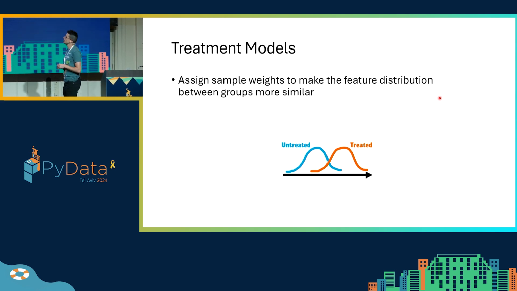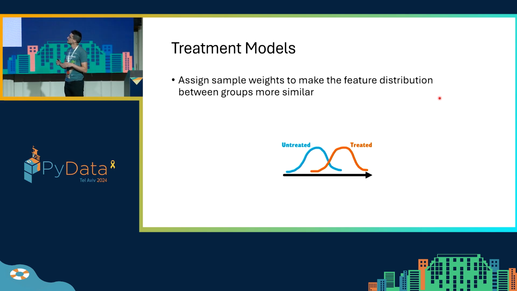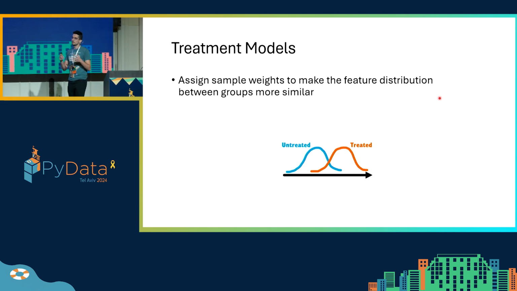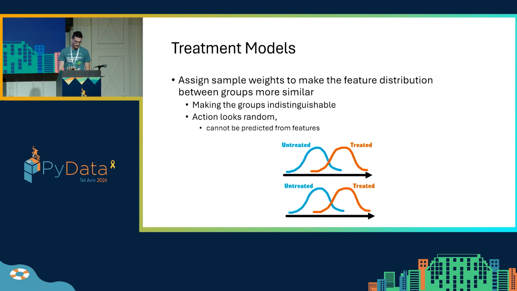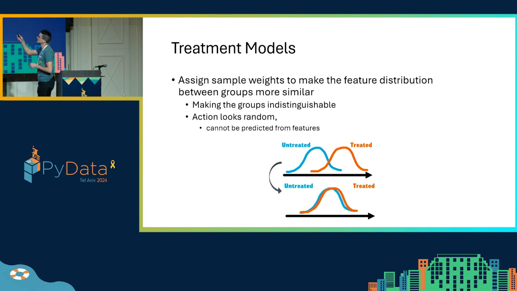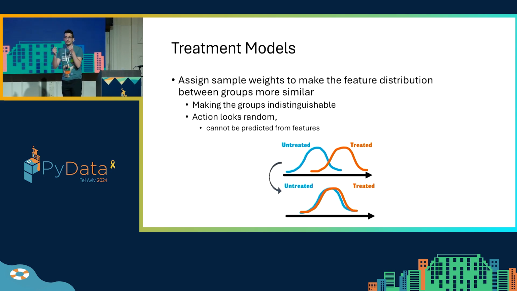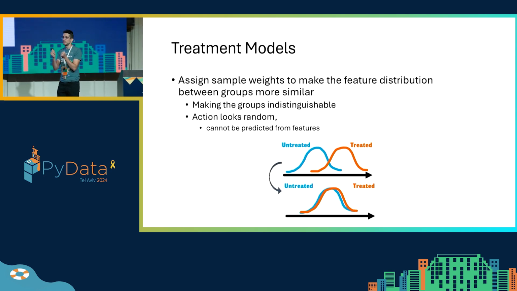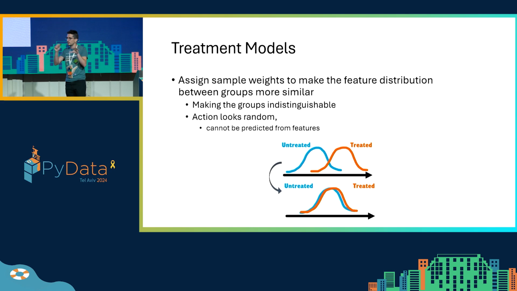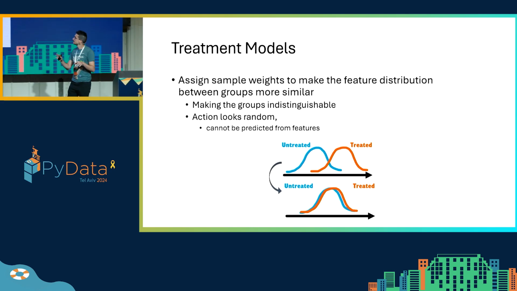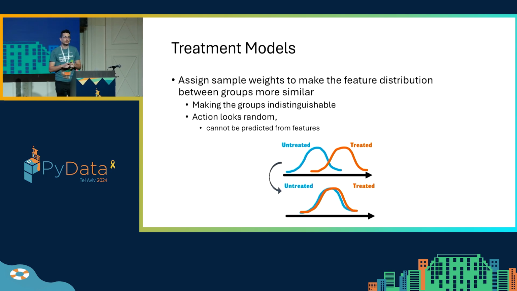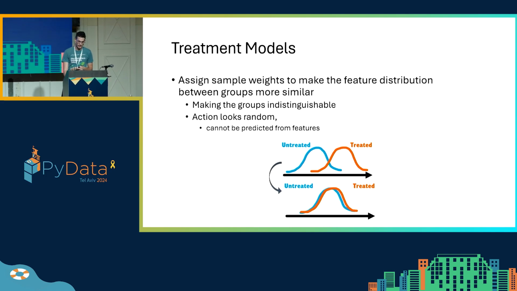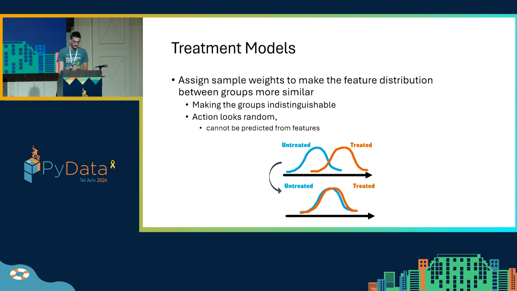In treatment models, what we will try to do is to assign sample weights so that we make the feature distribution between groups slightly more similar, right? So we will apply some sort of a function to make the groups indistinguishable. So the only difference between the groups will be whether they were treated or not. Everything else will be held constant. And the action will look random as we would wish in a randomized control trial, in a randomized experiment.